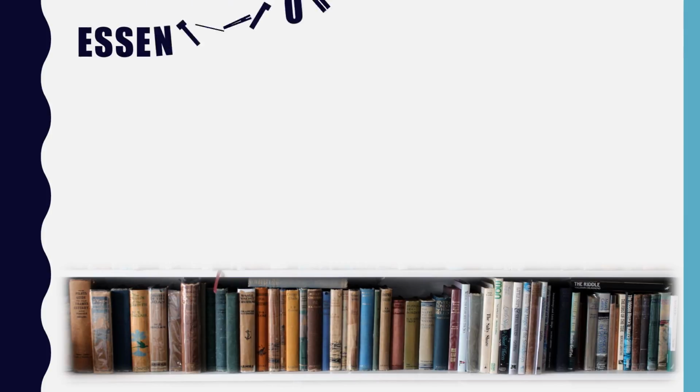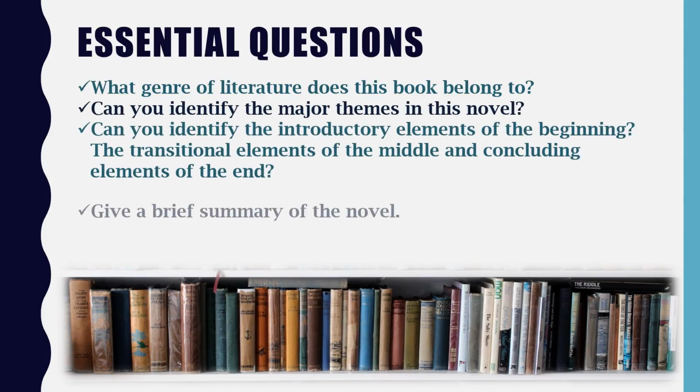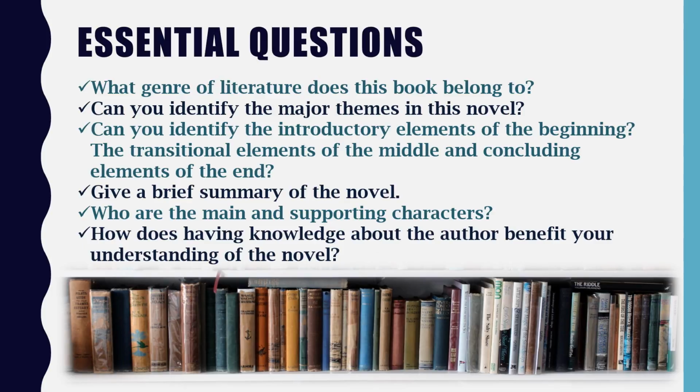Some essential questions that students will be able to answer at the end of this lesson are: what genre of literature does this book belong to? Can you identify the major themes in this novel? Can you identify the introductory elements of the beginning, the transitional elements of the middle, and the concluding elements of the end? Give a brief summary of the novel. Who are the main and supporting characters? How does having knowledge about the author benefit your understanding of the novel? These are all questions that students will be able to answer thoroughly and comfortably by the end of this lesson.